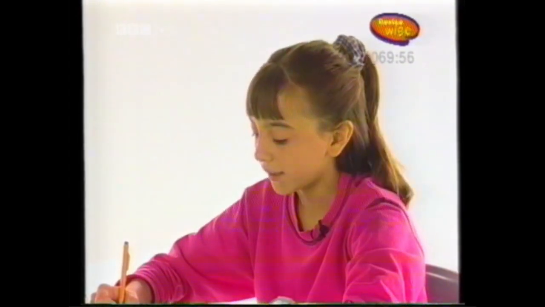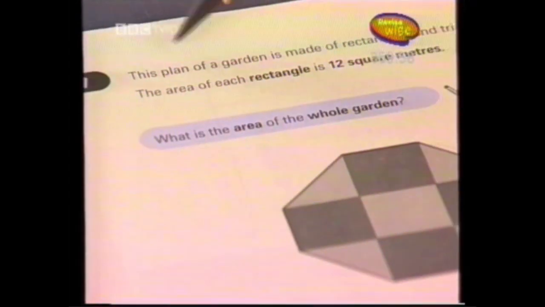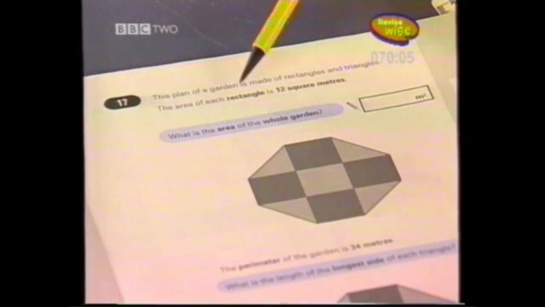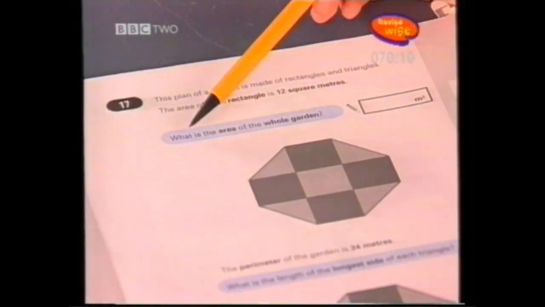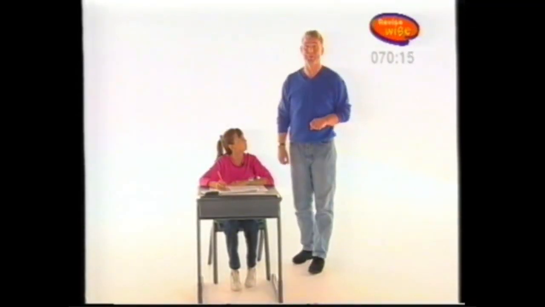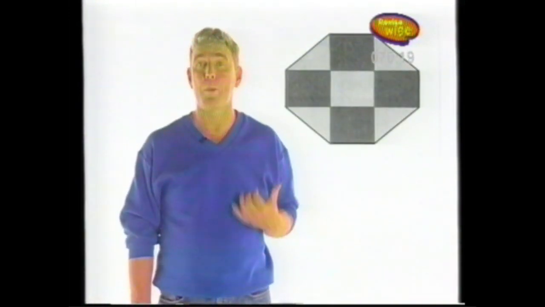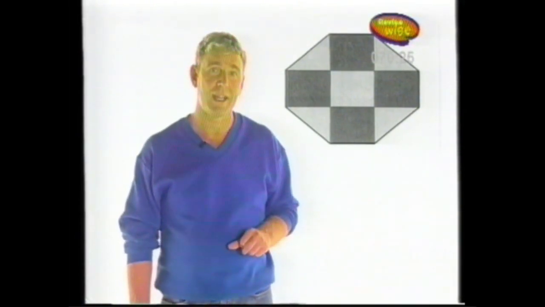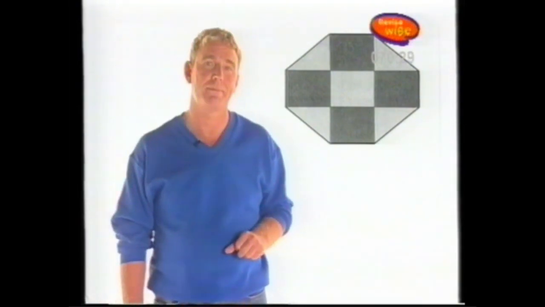Here's another area question. It says, this plan of a garden is made up of rectangles and triangles. The area of each rectangle is 12 square metres. What is the area of the whole garden? That's a good one. A shape like that, made from other shapes put together, is called a compound shape. To work out its area, you need to break it down into the simpler shapes that go to make it up. The maths team deal with a problem like that.